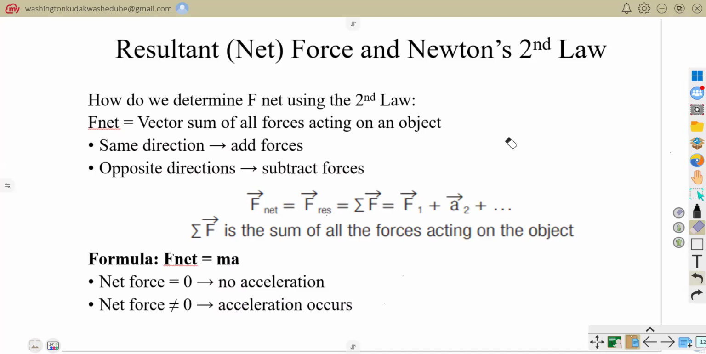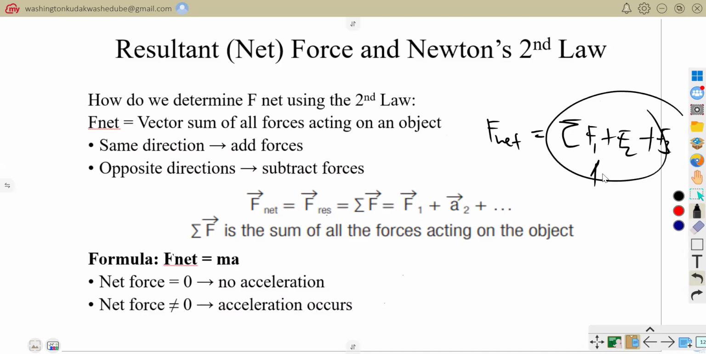We know that net force can be determined through the vector sum of all forces acting on an object. When we say vector sum, we are simply saying that whenever we have one or more forces, the net force becomes the vector sum of those individual forces, because net force is a vector. So we need to also consider both the direction and the magnitude of each force.